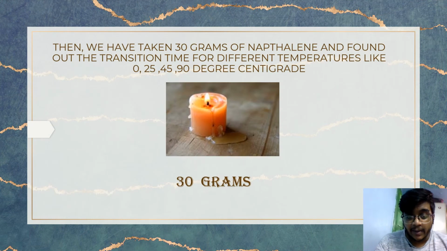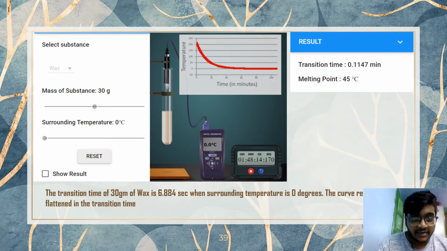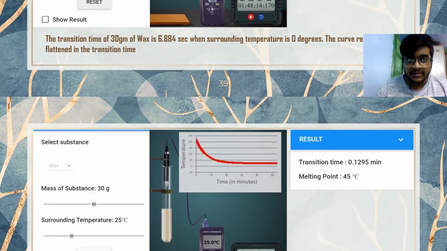We have taken the mass of wax as 10 grams only. Now let's take the mass as 30 grams and the temperatures as 0, 25, 45 and 90. Here I have taken the mass as 30 grams and surrounding temperature at 0 degrees Celsius. The transition time of 30 grams of wax is 86.884 seconds when the surrounding temperature is 0 degrees Celsius. The curve remains flattened in its transition time and the melting point I got is 45 degrees Celsius.